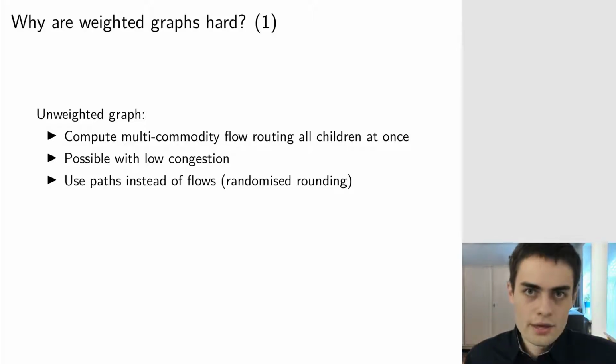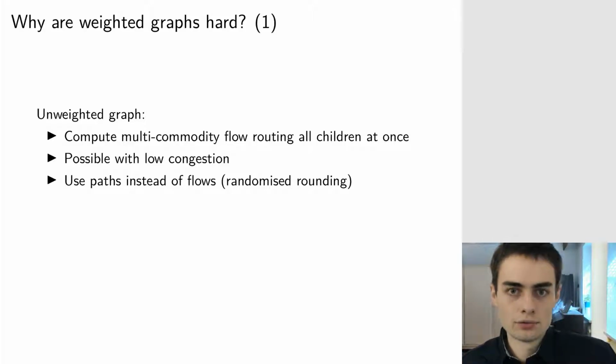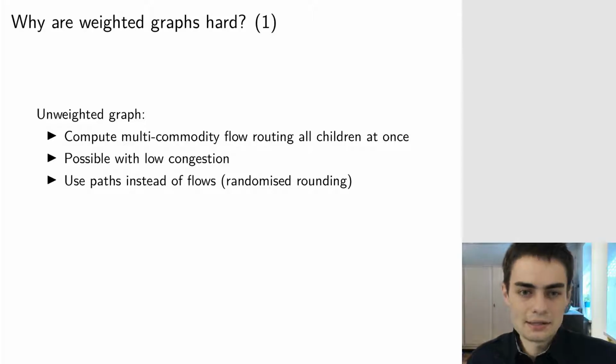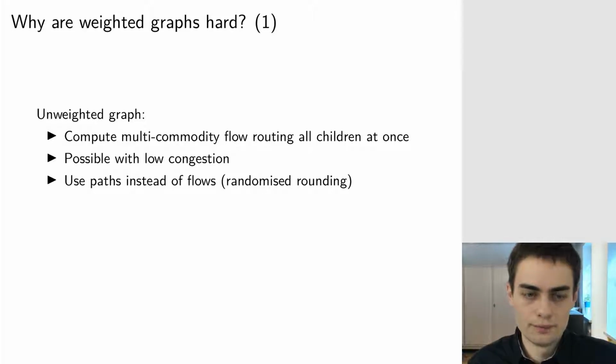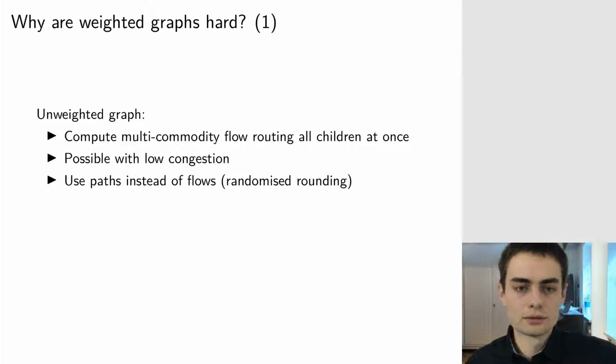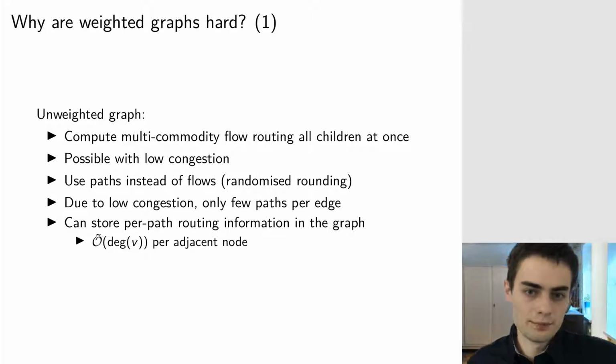Then they don't want to store flows because that takes a lot of information. Instead, they use randomized rounding. So they pick a path at random from the flow, with the probability of the flow. And doing that doesn't increase the congestion by much, and you end up only having a few paths for each edge.